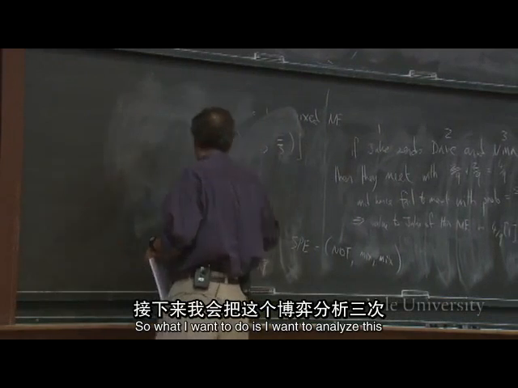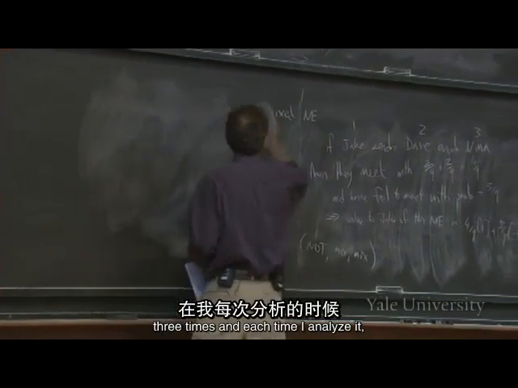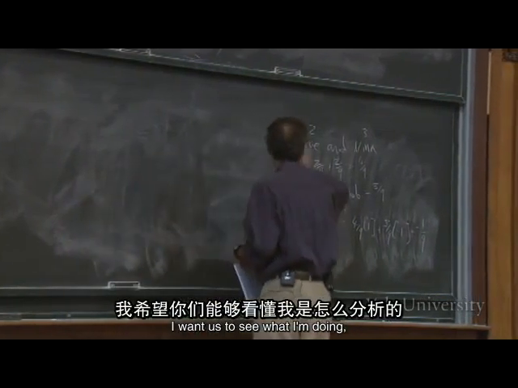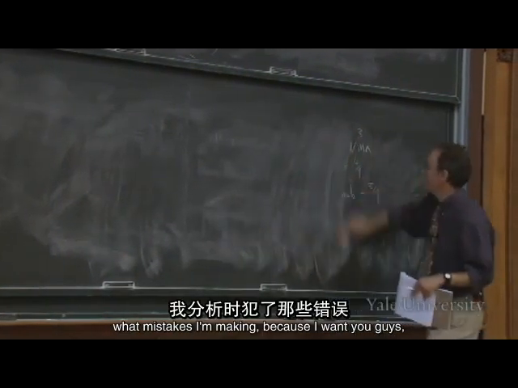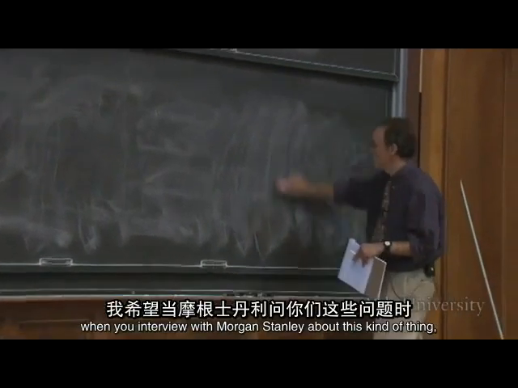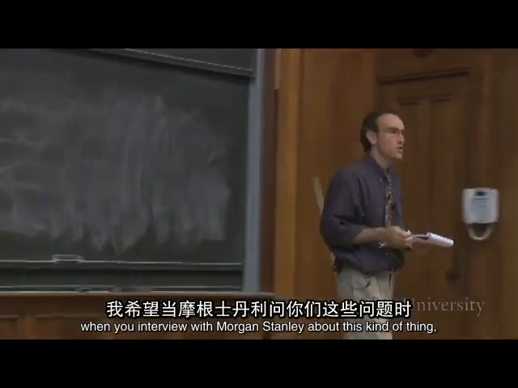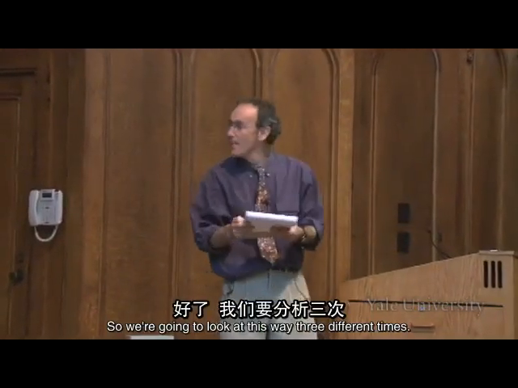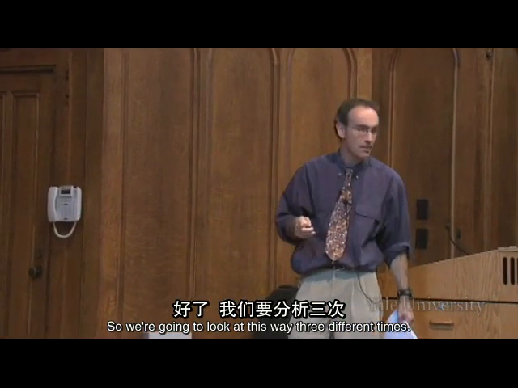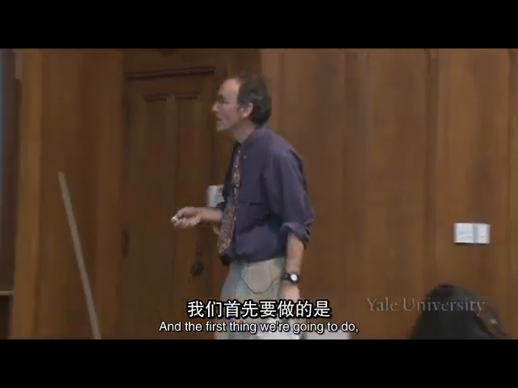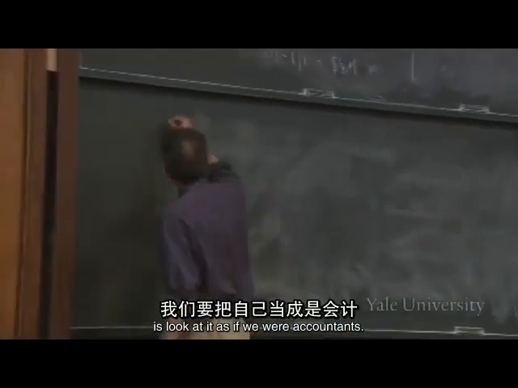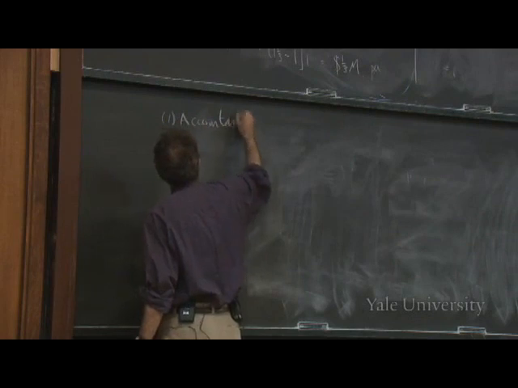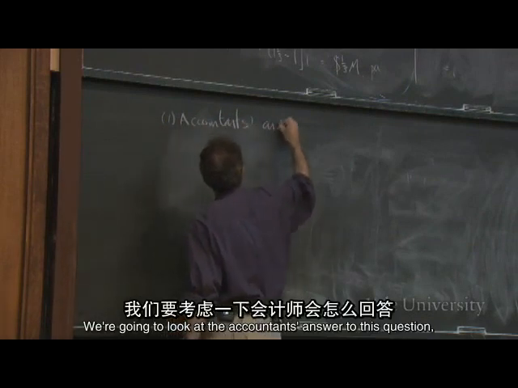So what I want to do is analyze this 3 times. And each time I analyze it, I want us to see what I'm doing, what mistakes I'm making, because I want you guys, when you interview with Morgan Stanley about this kind of thing, to impress them so that they tell lots of people to come to Yale and preferably give lots of money to Yale. So we're going to look at this 3 different times. The first way we're going to look at this is as if we were accountants. We're going to look at the accountant's answer to this question.